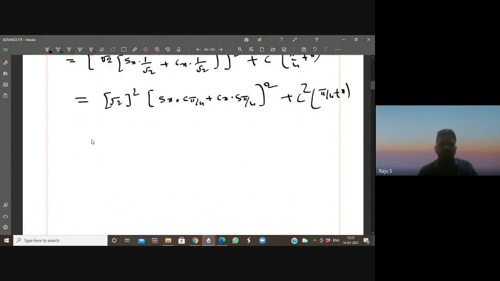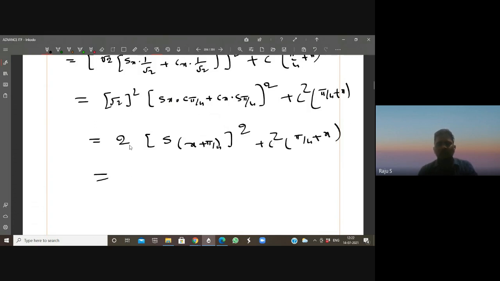So here root 2 squared means 2, times (sin a cos b plus cos a sin b), which is pi by 4 plus x the whole square. Let us take this is a, this is b. Sin a cos b plus cos a sin b is sin (a plus b). Either you can write pi by 4 plus x or x plus pi by 4, both will be the same. Plus cos square (pi by 4 plus x).